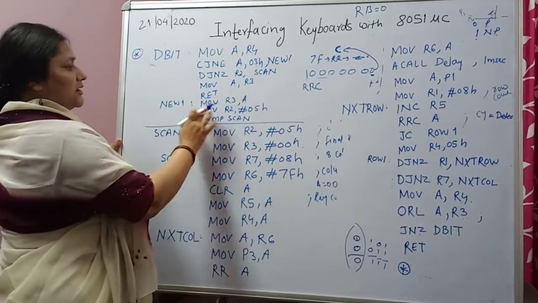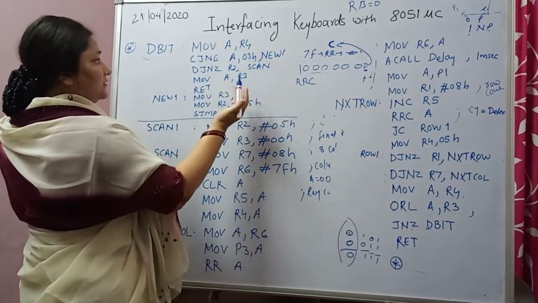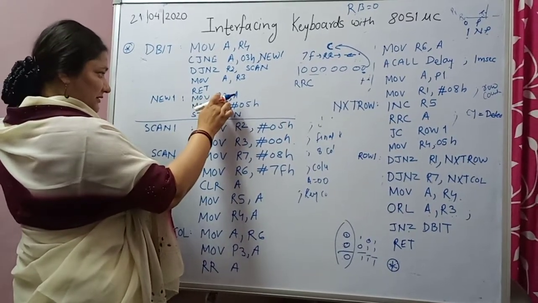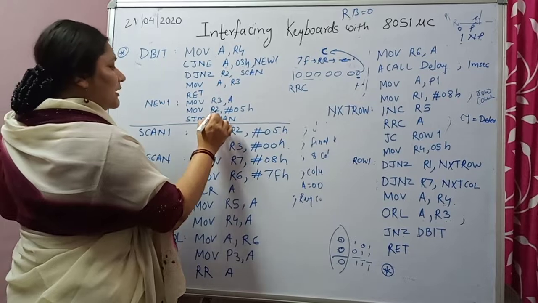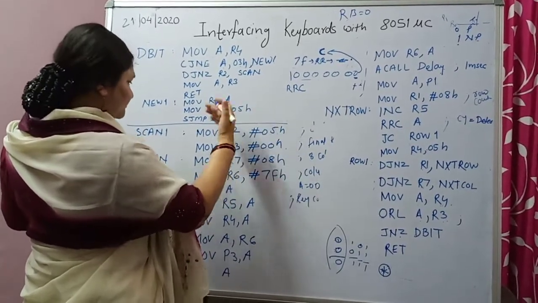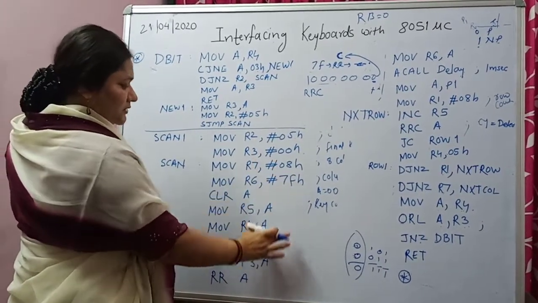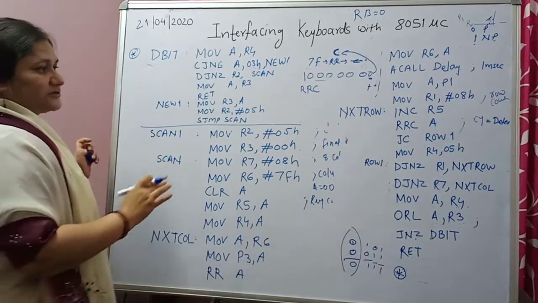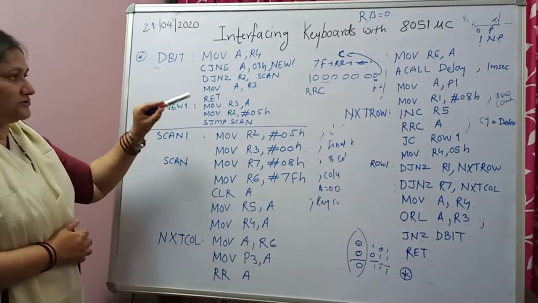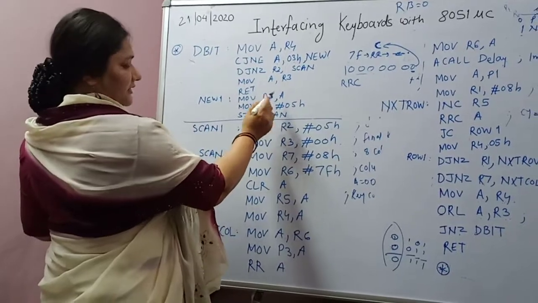The new check is, again you are moving accumulator contents to R3, that means whatever is in R4, the same key scan you are moving into R3, and that will become your final status now. And because you have to debounce, you are again taking the counter for debouncing and then jumping to the scan routine. Again you will follow the same procedure for the next scan. So all 64 keys you will scan with this particular program, and the final code is available in the R3 register.